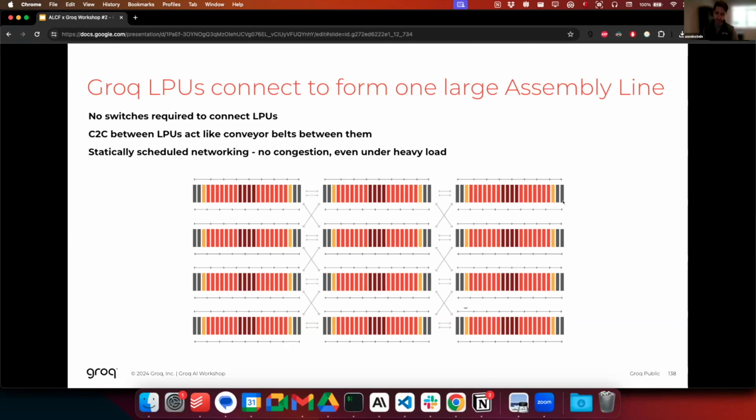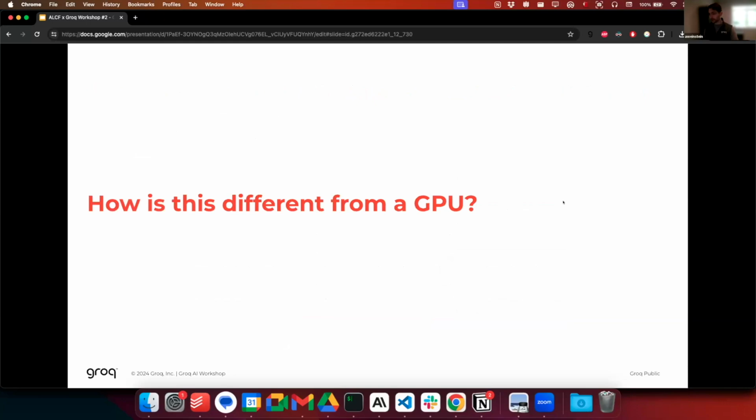I'm rehashing a bit of what Andrew said in his presentation yesterday, but there are no reactive hardware components, no arbiters, no queues, and this allows our compiler to quickly reason about data movement without the expensive cycle accurate simulations that you need to have in GPUs. This allows us to just split up a model across multiple LPUs and run tokens through it at incredible performance numbers. So how is LPU processing different from a GPU?